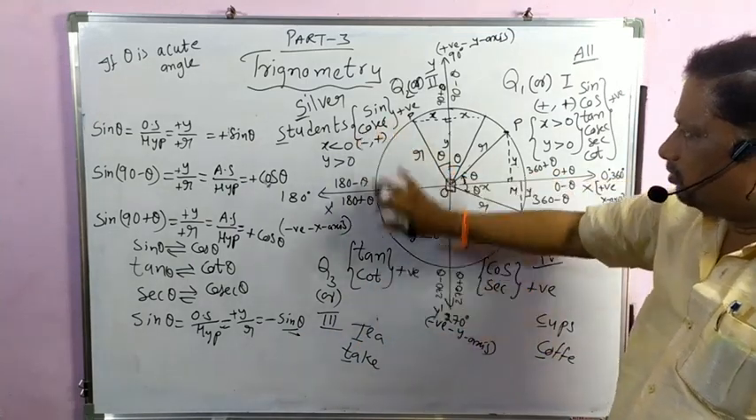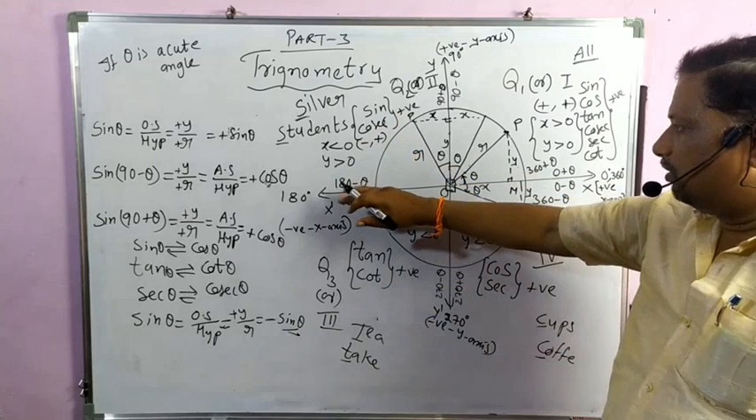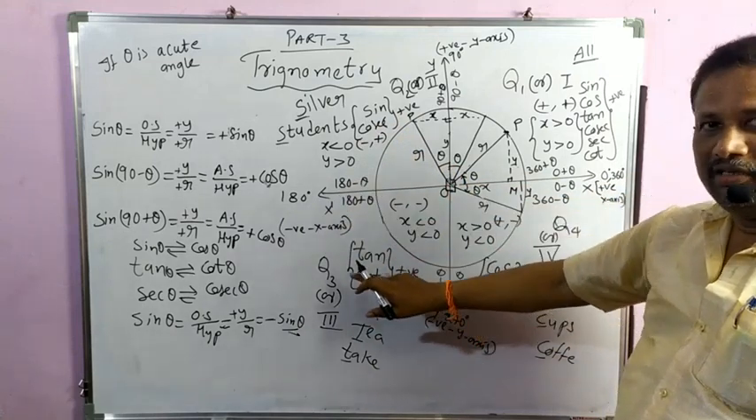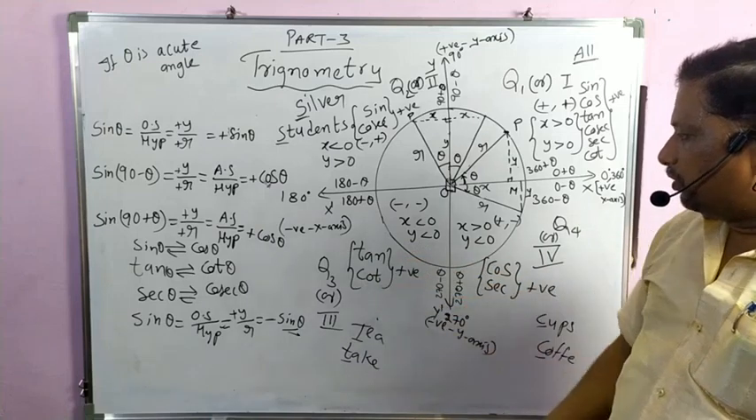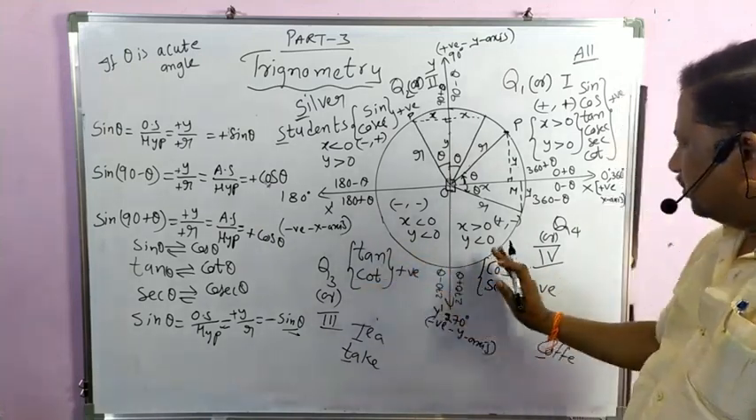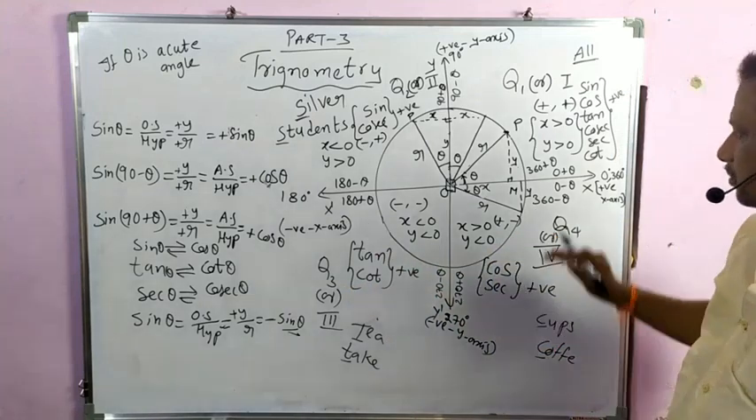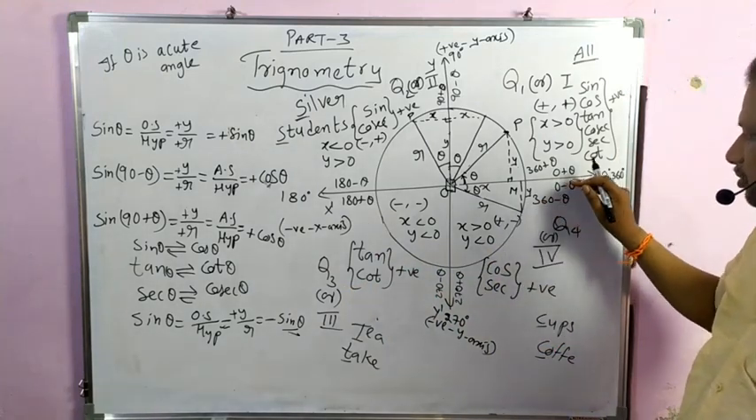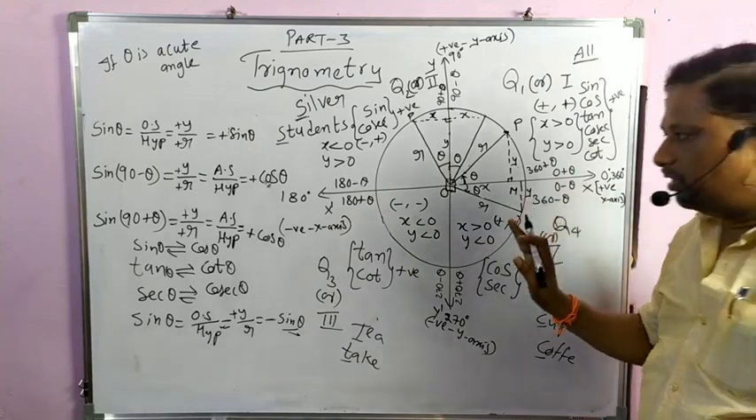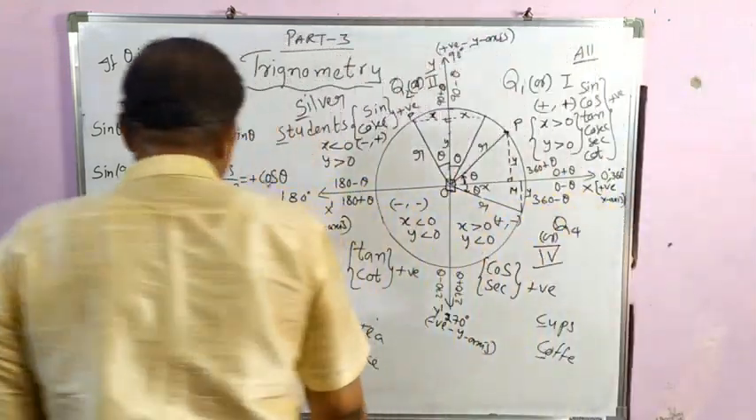Sin and cosecant are positive in the second quadrant. When 180 plus theta, tan and cot are positive only. Also 270 minus theta is positive for tan and cot. For 270 plus theta and 360 minus theta or 0 minus theta, cos and secant become positive in the fourth quadrant. That you should remember, how the ratios change.